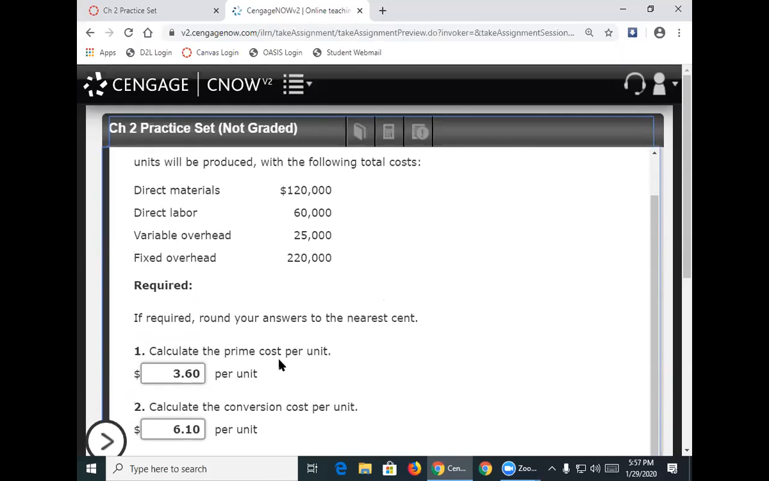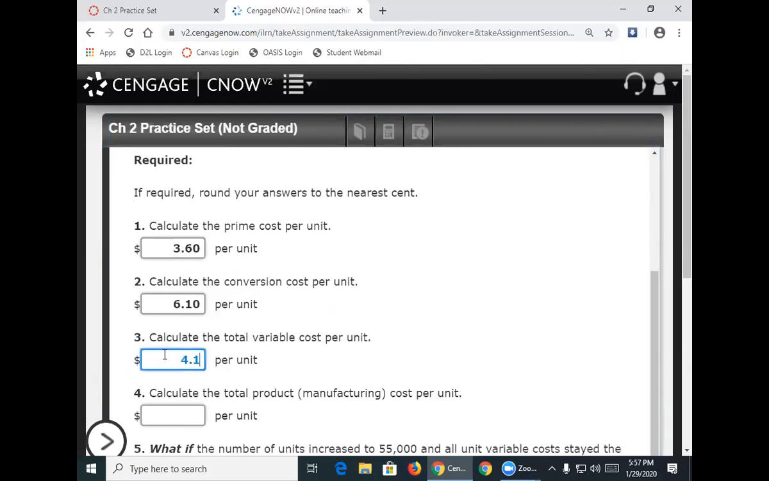Very good, bless you. Direct materials, direct labor, and variable overhead. Okay. So again, we're doing the same thing, right? We're adding up all our variable costs, so materials, labor, and overhead. So what is my variable cost per unit? $4.10. Very good.